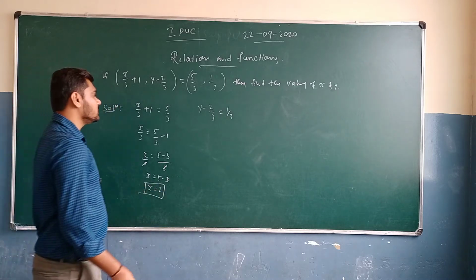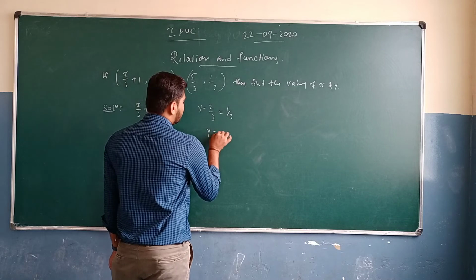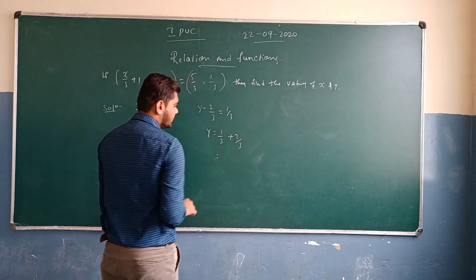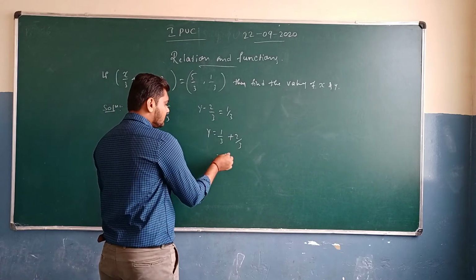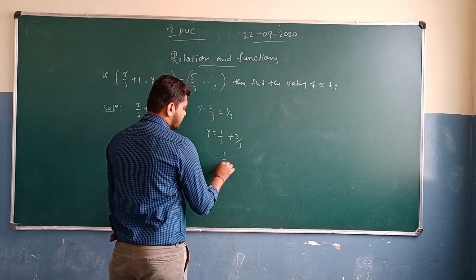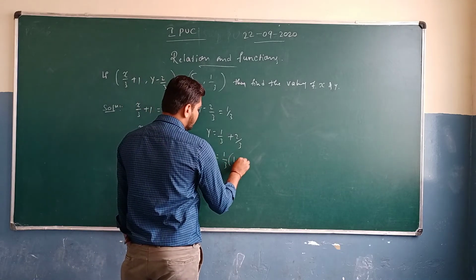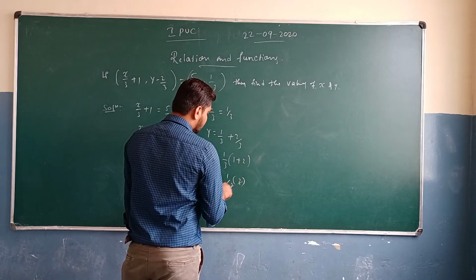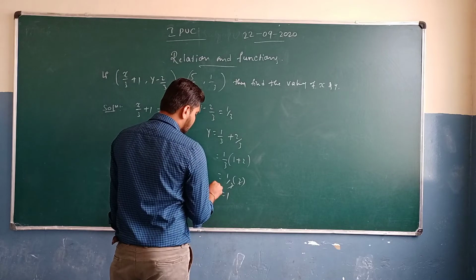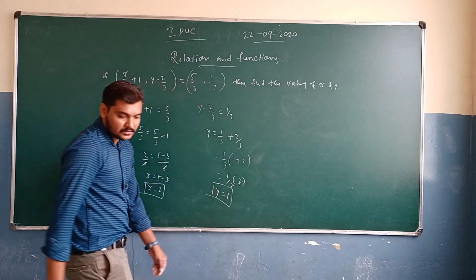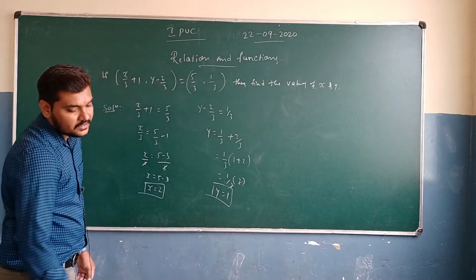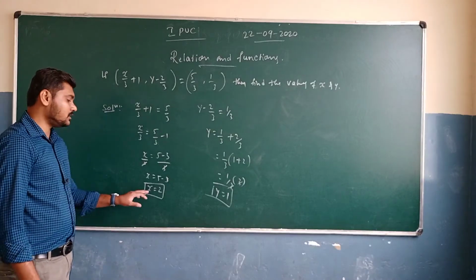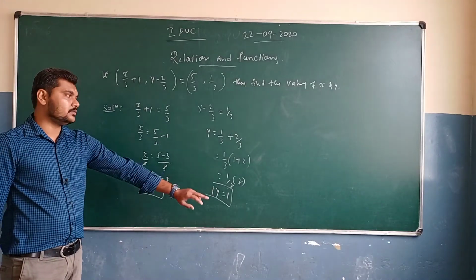So what about y? y is equal to 1/3 plus 2/3. So we need to take the LCM. 1/3 is common, so we can take 1 plus 2, that's going to be 3/3. The 3 and 3 are going to cancel, that's going to be 1. So the value of y is equal to 1, and the value of x is 2.